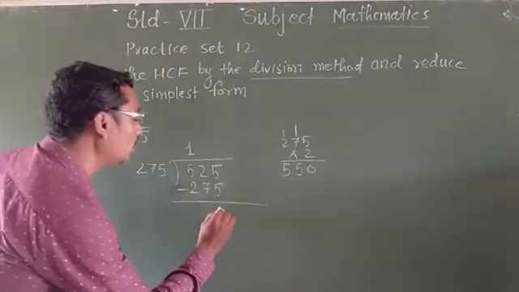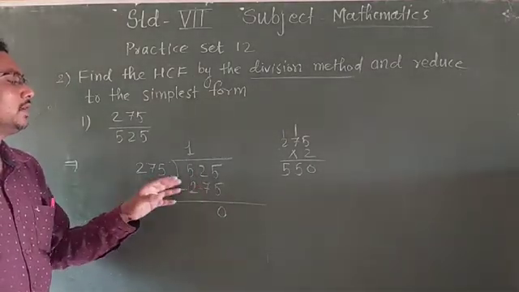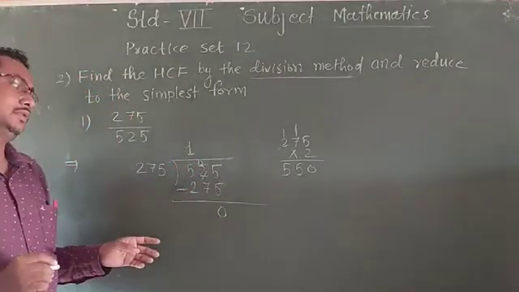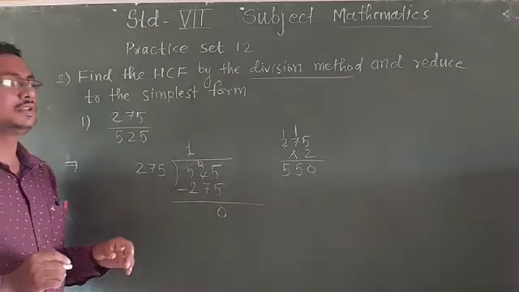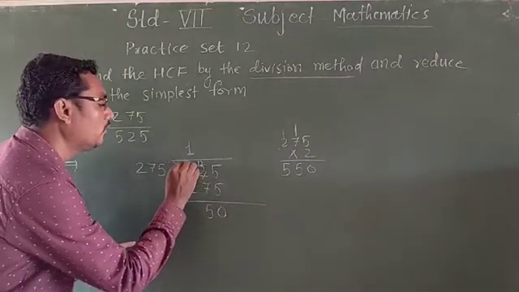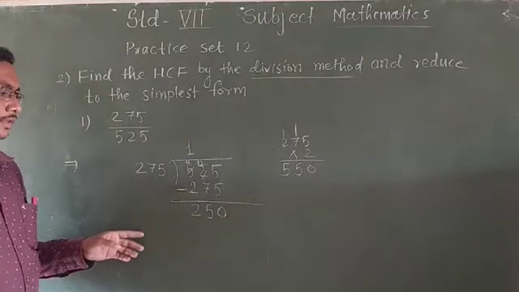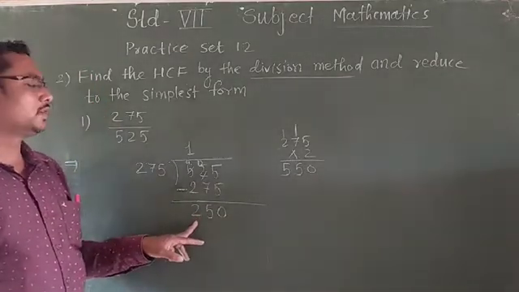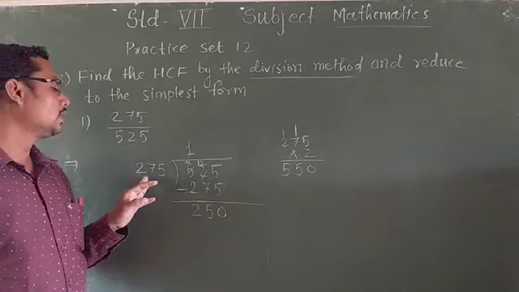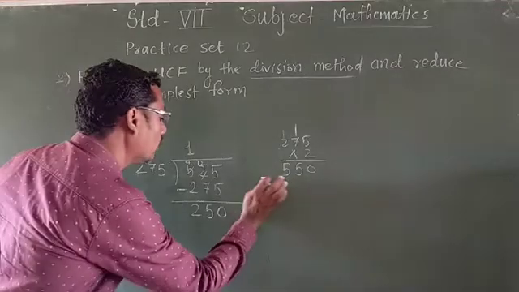5 minus 5 is 0. Then 2 minus 7 is not possible, so we take 12. 12 minus 7 is 5. Now this 5 becomes 4, and 4 minus 2 is 2. So the remainder is 250, and 275 is the divisor.